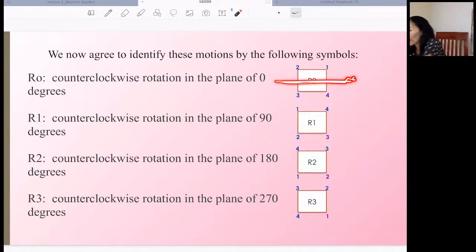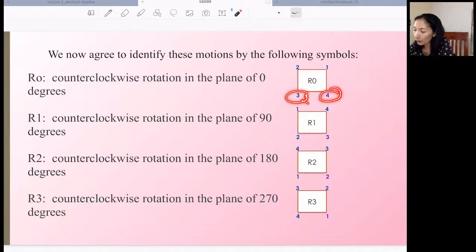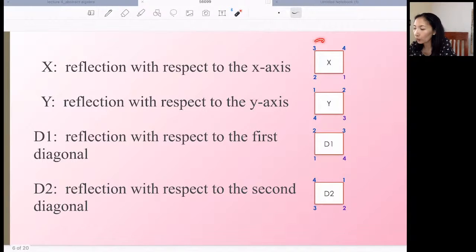So what happens to that? Anong mangyayari kapag i-reflect natin? Itong dalawa pupunta sa taas, okay? And these two will be brought down. Hope you could follow. So, if I reflect with respect to the x-axis, 3 and 4 will take the place of 2 and 1. So, let's see. Correct? Okay. 3 and 4 took the places of 2 and 1.